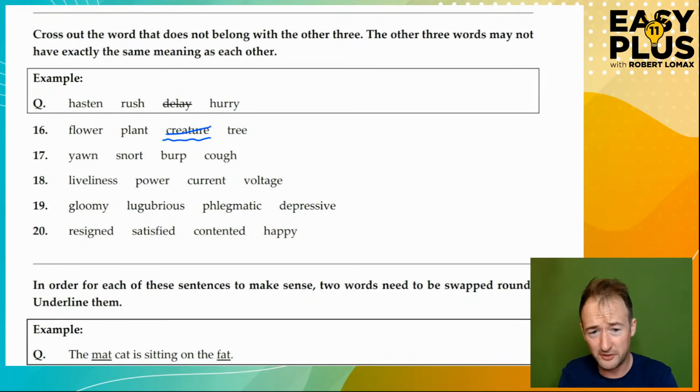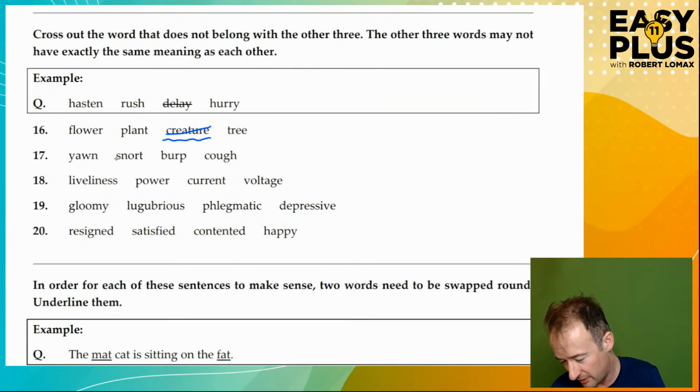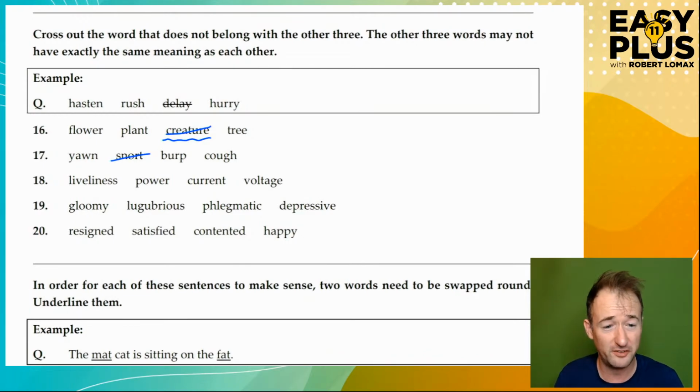Well, when in doubt, act. A yawn. A snort. A burp. A cough. I notice a pattern here. Yes, well done. I agree with you, okay? Three of these are things you do with the mouth, and one of them is something you do with the nose. And therefore I think snort, being the nose one, is the odd one out.